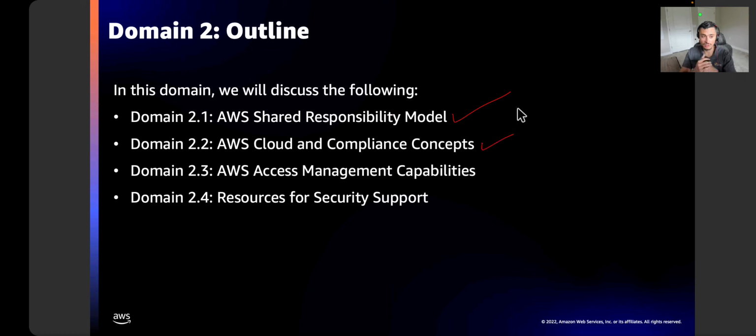So in terms of the concepts, when we talk about compliance in the cloud, how can we achieve compliance and where can we look for certain reports around compliance? AWS access management capabilities. So what are the different ways that we can access the cloud? And then lastly, resources for security support. So where can we find additional resources for support around security and compliance?